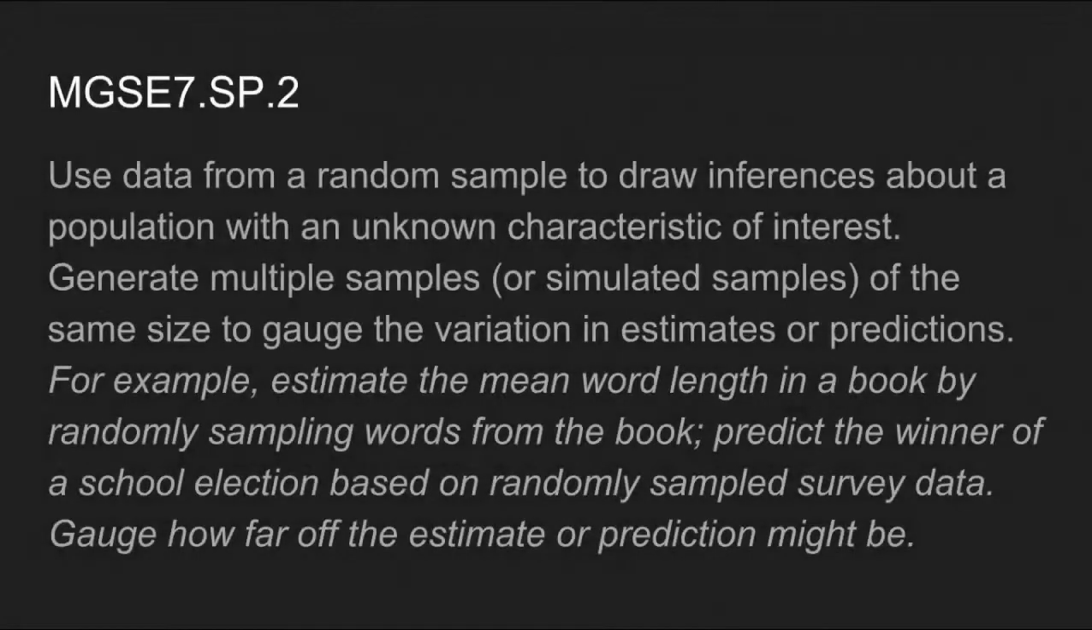This video will discuss MGSE7.SP.2. Use data from a random sample to draw inferences about a population with an unknown characteristic of interest. Generate multiple samples or simulated samples of the same size to gauge the variation in the estimates or predictions.